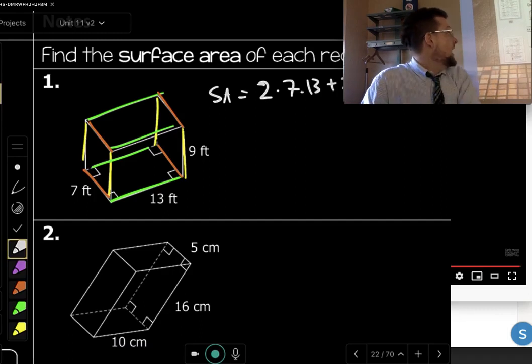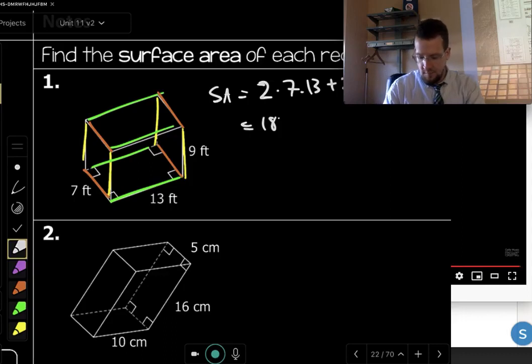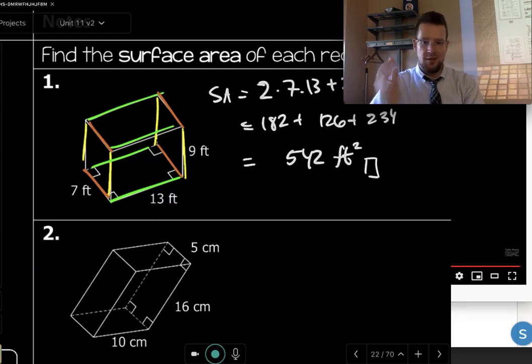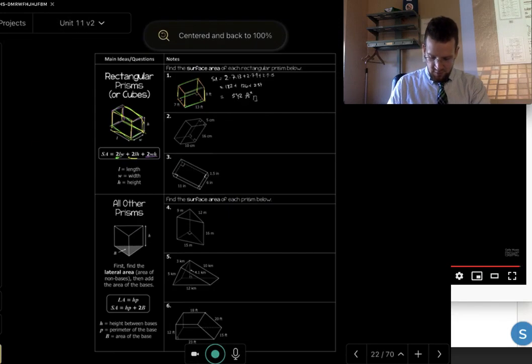And then we have 182 plus 126 plus 234. We add all those together, and we get 542 feet squared. So again, these are nothing to worry about. If you're looking at this and you're worried about this, don't be. These are super easy. Just find all the rectangles. There's always a pair of them, multiply them by 2, and add them all together. It's very simple.